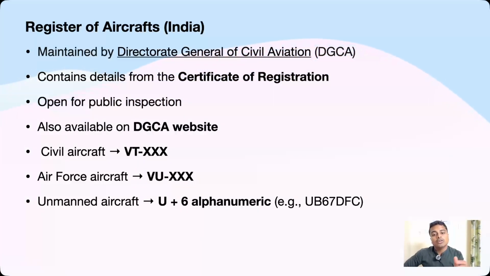Now let's talk about how these marks are displayed. They are not just stickers. They must be painted or permanently fixed on the aircraft. Also, the aircraft must carry a nameplate that includes the owner's full name and address. And very importantly, these marks must always be clean and clearly visible, because in aviation, identification is everything. So if you cannot clearly see the registration mark, the aircraft is not compliant.